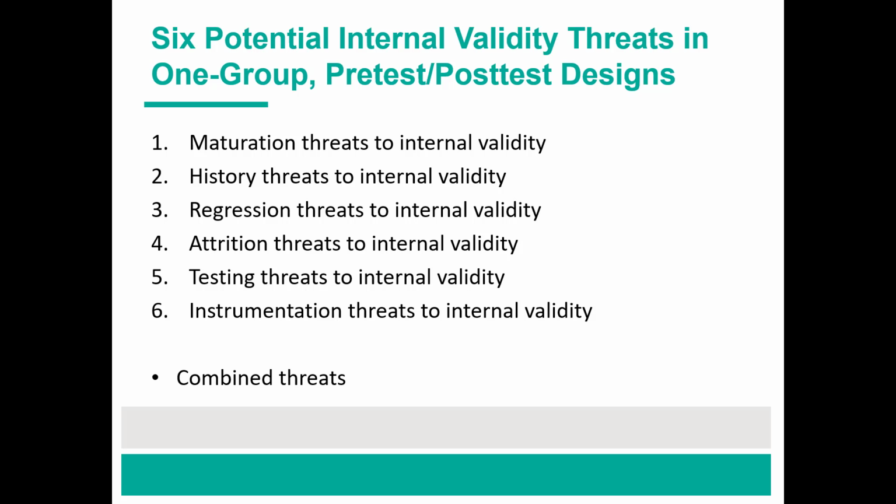If you recall, this chapter covers a total of 12 threats to internal validity. The first 3 are design confounds, selection effects, and order effects. These 3 threats were the focus of the previous chapter. Here, we'll discuss the remaining 9 threats out of the 12 total. This slide presents 6 of those 9 threats that can all be present when using a pre-test, post-test design, as in our 2 bad experiment examples. These 6 threats are maturation threats, history threats, regression threats, attrition threats, testing threats, and instrumentation threats.